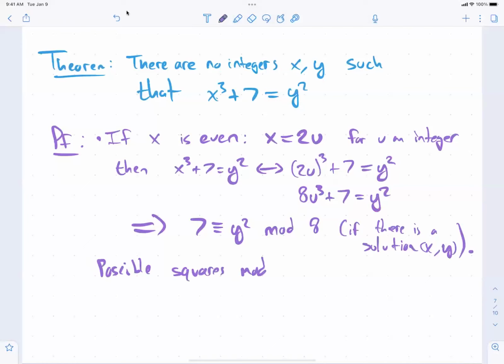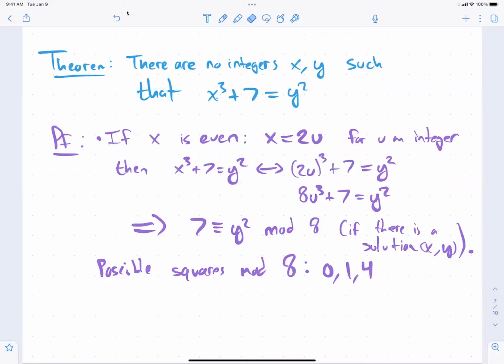To compute all the possible squares mod 8, I just have to square the numbers 0 through 7 and look at what I get mod 8. So I get 0 squared, that's 0, 1 squared, that's 1, 2 squared, that's 4. And actually, it turns out that's it.